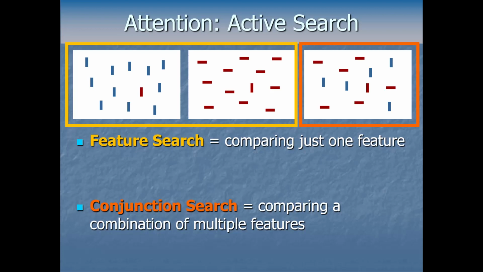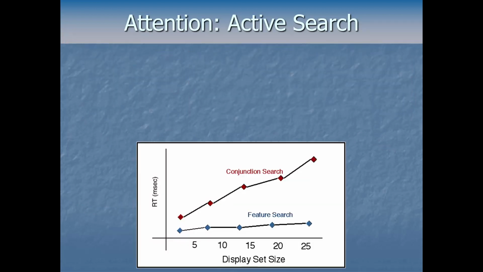And sure enough, it turns out that conjunction searches tend to be a lot slower than feature searches when we look at reaction time. So here's some example data. The red line here is for conjunction searches, different conditions of doing a conjunction search, and the blue line is for feature search. And what we're plotting here is reaction time on the y-axis, like just how long it takes people to find the target when there is one, and maybe they have to press a button, right? So we just look at the trials where they got it correct. In other words, the trials with a hit, not the false alarm trials, not the missed trials.